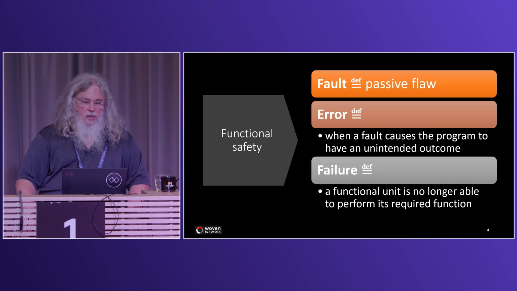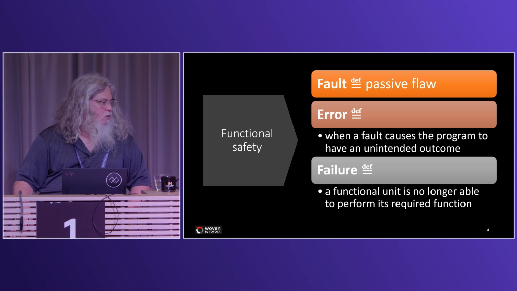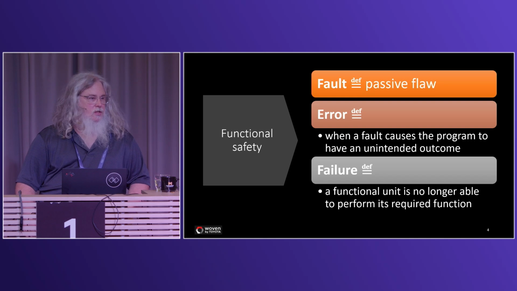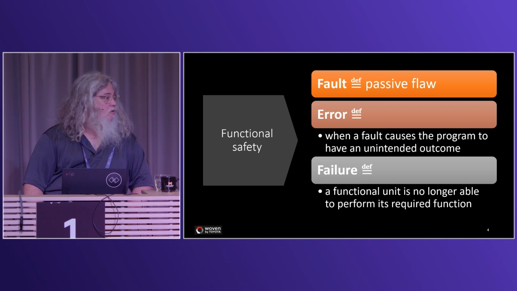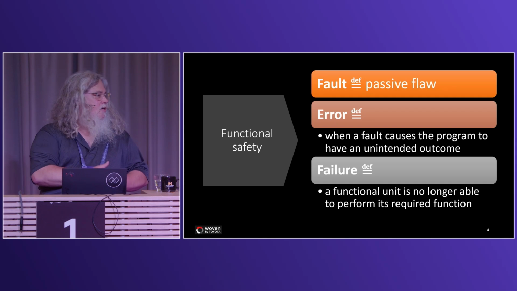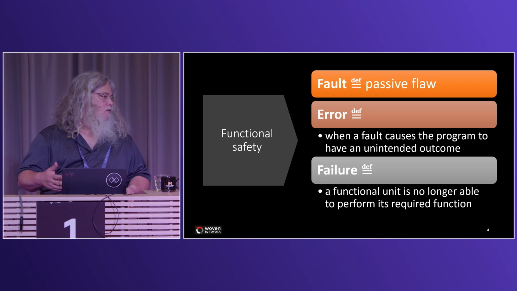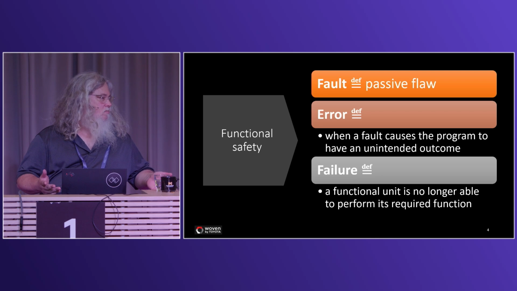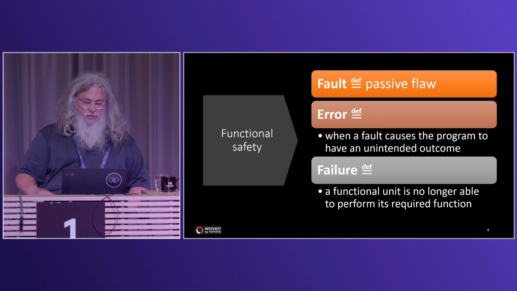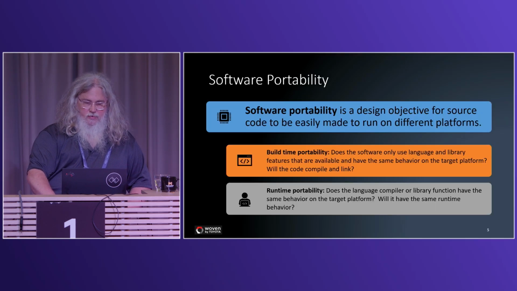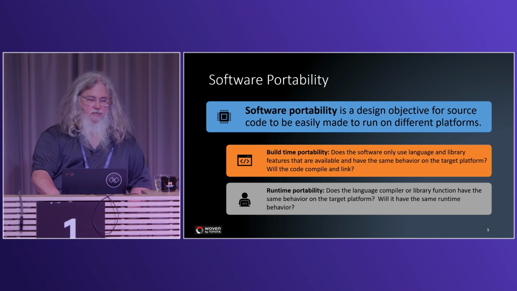And so you have to make sure that if you have a functional unit, it's able to perform its function. And the obvious example is, hey, we have a braking system, right? And there might be an error in the braking system, but that error cannot lead to a failure, right? Because a failure could lead to injury or harm coming to people or property. So that's an overview of functional safety.